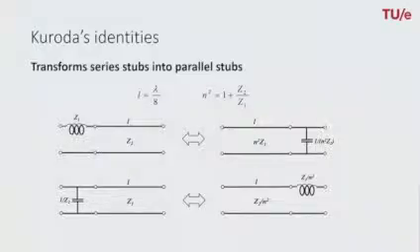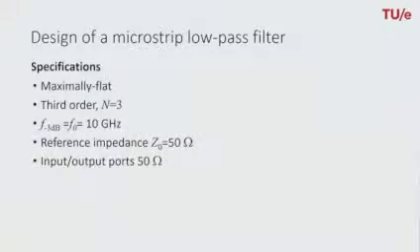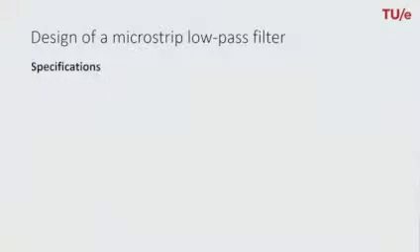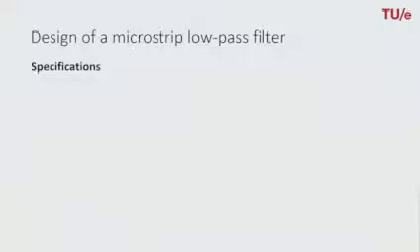Now let us have a look at a specific design of a low-pass filter that could be implemented in a microstrip technology, so avoiding series stubs. The specifications that we are going to look at are given here. We're going to consider a maximally flat, third-order filter, N=3, with a minus 3 dB roll-off point at 10 gigahertz. The reference impedance is 50 ohm, and the input and output port impedances are also 50 ohm.